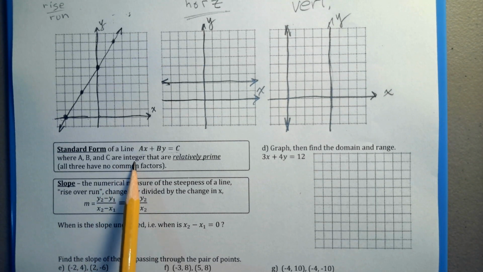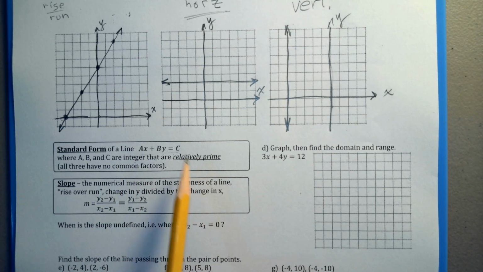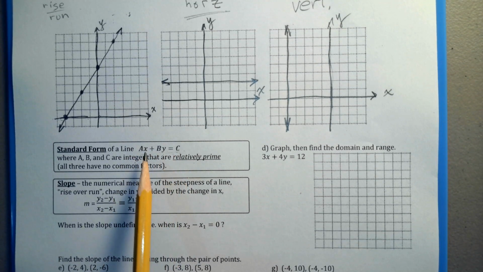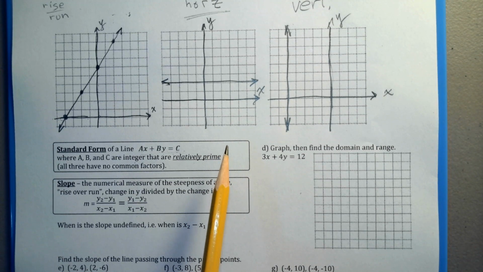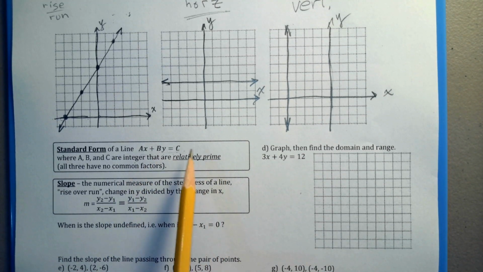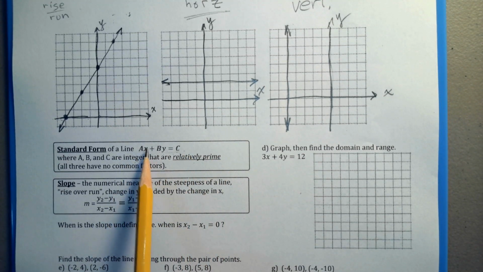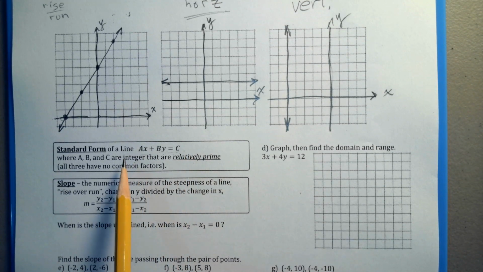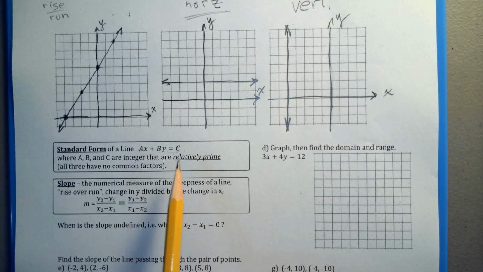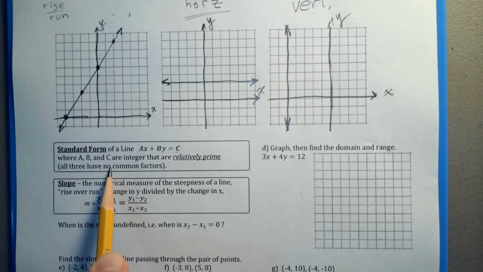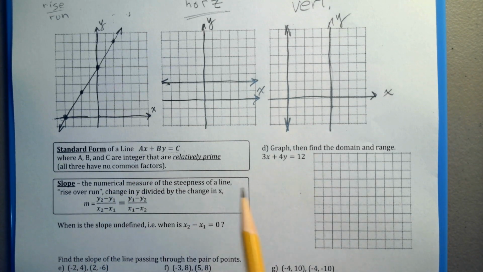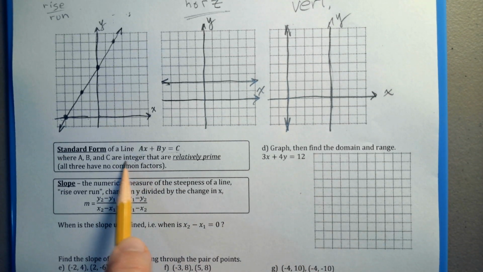We want them to be integers, and we want them to be relatively prime. That means no common factors. If there was a common factor between a, b, and c, we would divide through by it. There should be no common factors, and no fractions in there. If there are fractions, we'll multiply through by the denominator's value and clear out that denominator. So all three should have no common factors, and they should be integers.